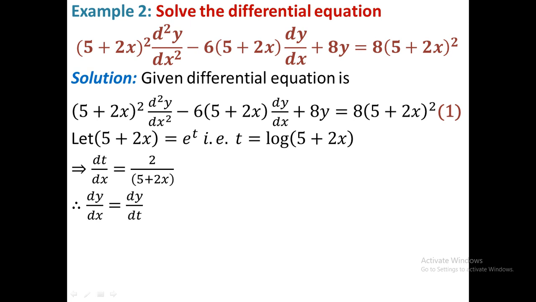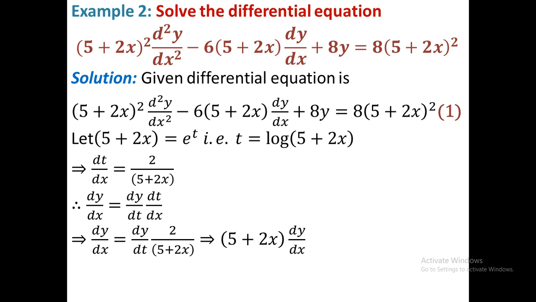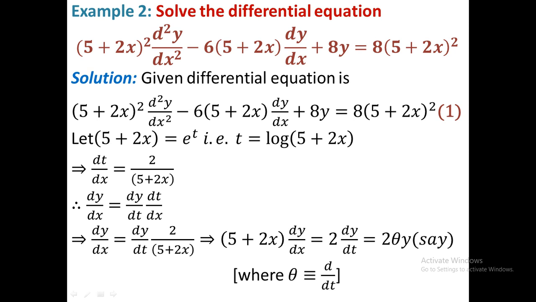Now dy dx will be, by chain rule, dy dt into dt dx. If you put dt dx here, this will be 2 by 5 plus 2x. If you multiply by 5 plus 2x on both sides, then 5 plus 2x dy dx equals 2 dy dt, that is, 2 theta y. Here theta stands for d by dt. In the previous problem this was x dy dx equal to theta y, but here it is 2 theta y. So you get 5 plus 2x dy dx equal to 2 theta y, where theta stands for d by dt.